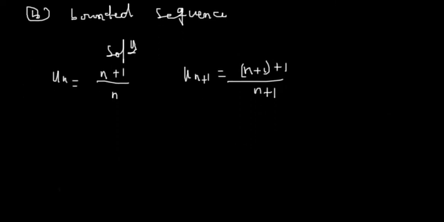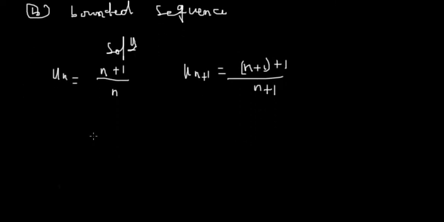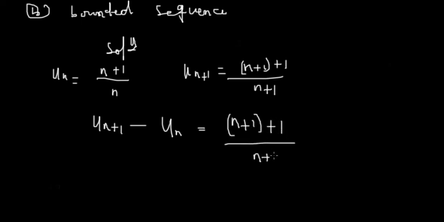Right, let's see how we go by that. Now, let's subtract the two, okay? Let's subtract them. So we have un plus 1 minus un, okay? And then that will give us n plus 1, all in brackets, okay? Plus 1 divided by n plus 1. And then we have minus n plus 1 divided by n. So when simplifying this, we have n plus 2 divided by.